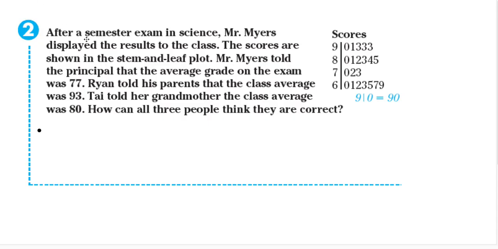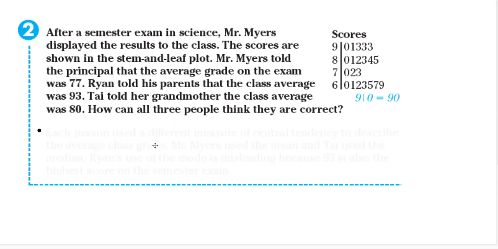Okay, let's take a look at this example and let's wrap this up. After a semester exam, Mr. Myers displayed the results to the class. The scores are shown in the stem and leaf plot. Mr. Myers told the principal that the average grade in the exam was 77. Ryan told his parents that the average class grade was 93. Tai told her grandmother the class average was 80. How can all people think they are all correct?